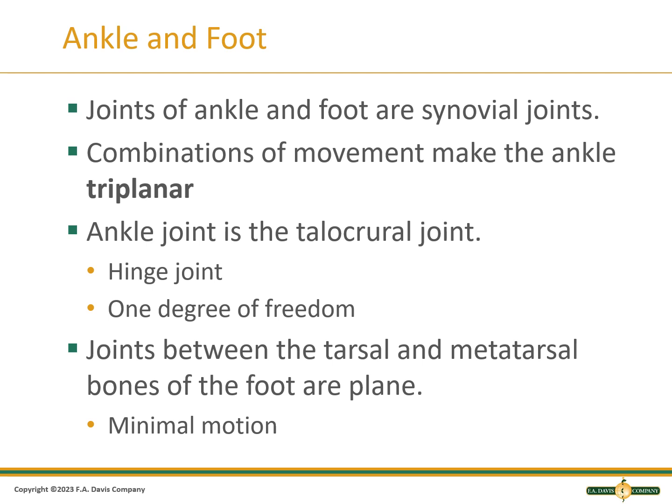The joints of the ankle and foot are synovial joints, and the combinations of movement make the ankle triplanar. So looking at individual joints of the ankle and foot, we typically have individual motions at each of those joints, but together we have triplanar motion. The ankle joint is the talocrural joint, and it is a hinge joint. So we only talk about plantar flexion and dorsiflexion at the talocrural joint. The joints between the tarsal and metatarsal bones of the foot are plane joints, and they have minimal motion.